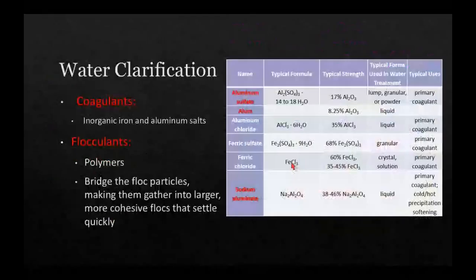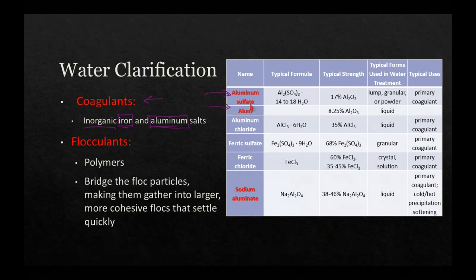But we're still on clarifiers. So what are coagulants? Usually we use inorganic compounds, and they would be iron or aluminum salts. Iron salts are pretty common. They've got a very broad range of suitability. But aluminum salts, I think, might be more common. And so the main ones are aluminum sulfate and alum.